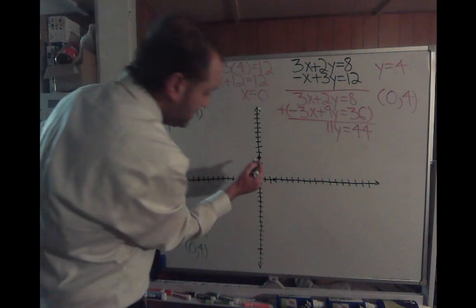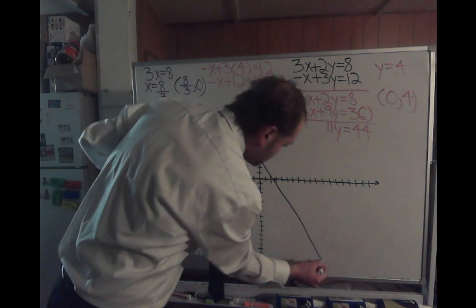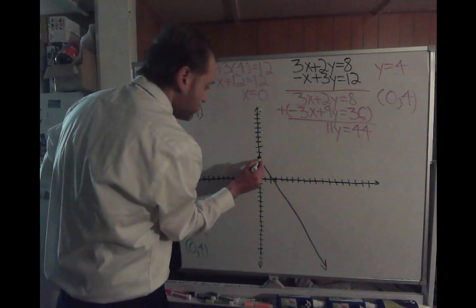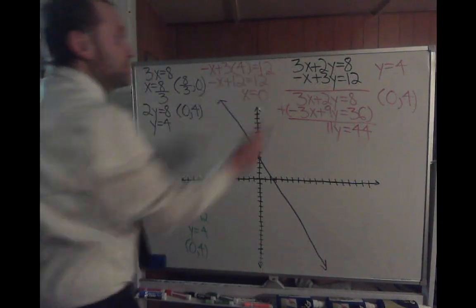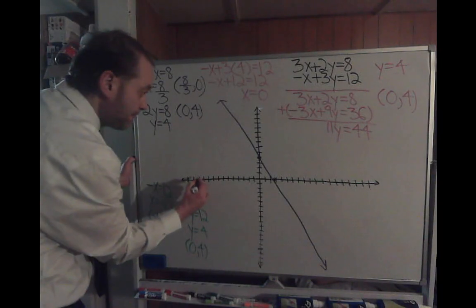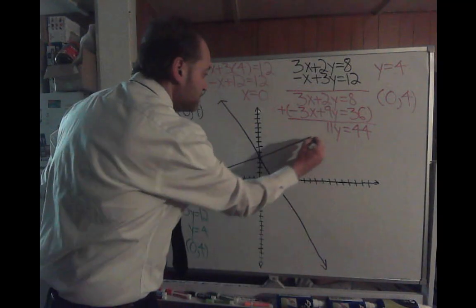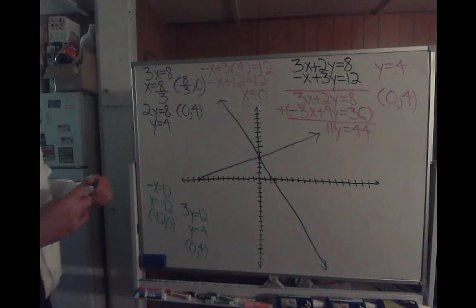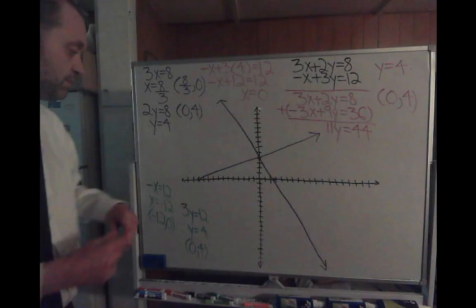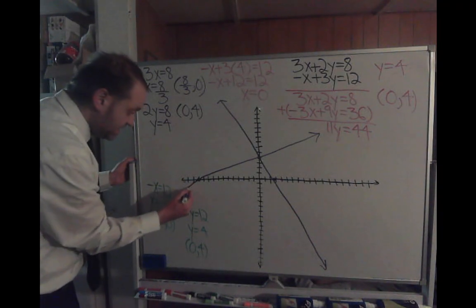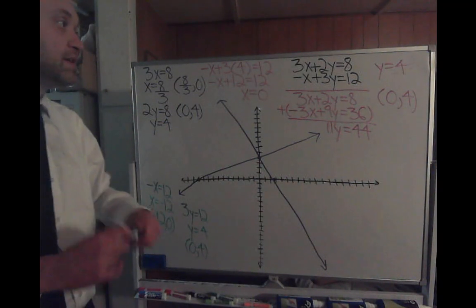So let's go ahead here and draw our two lines. I know I'm not the straightest at drawing, but there's 3x plus 2y equals 8. Whoops, oh well, I picked the wrong color, but this other line here is negative x plus 3y equals 12. And you can see they both share the same y-intercept, and they intersect there at the point 0, 4.